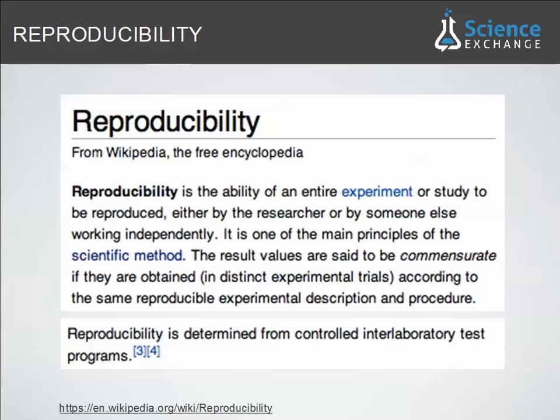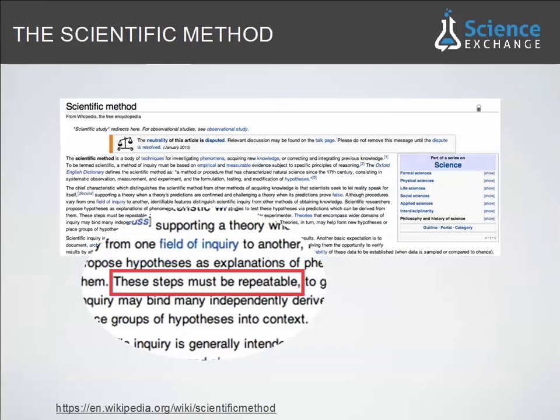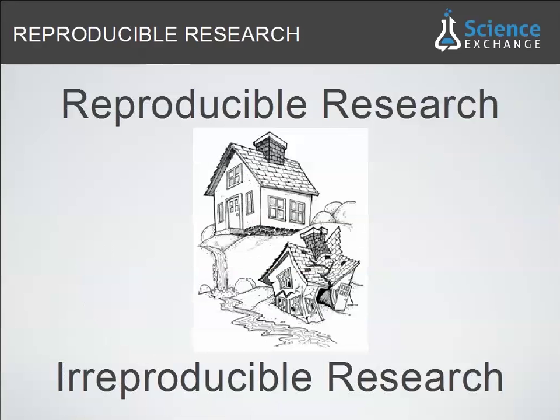And reproducibility is actually fundamental to the scientific method. When we think about the scientific method, it's all about being able to repeat steps to obtain similar results. And fundamentally why reproducible research is so important and why we focus on it so much is that the ability to build effectively upon previous findings is based on the fact that they are reproducible.